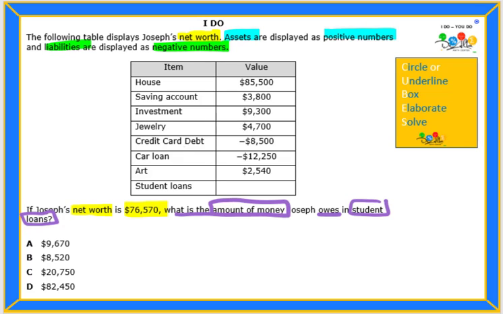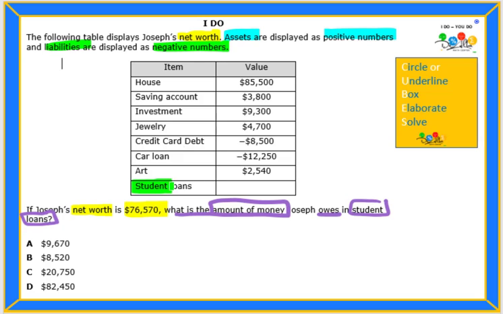So for this question, we can see that they have already given us the net worth, but we are looking for a missing piece of information. So the first thing we're going to want to do is to decide if the student loan would be an asset or a liability. Remember that assets are items that are owned and they have monetary value, and liabilities are items that are owed to others. So if it is a student loan, that means it is money that is owed to others, so it will have to be a liability.